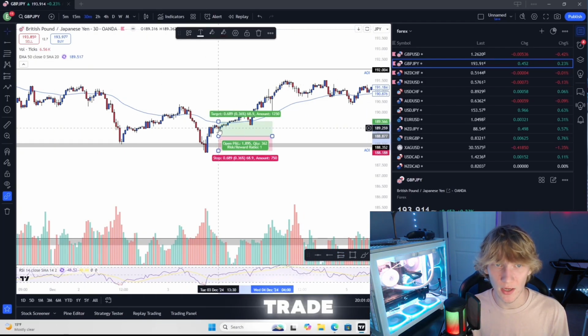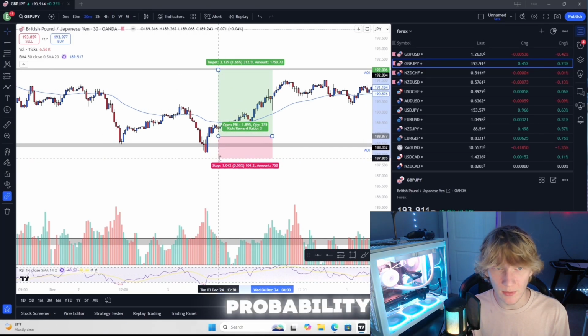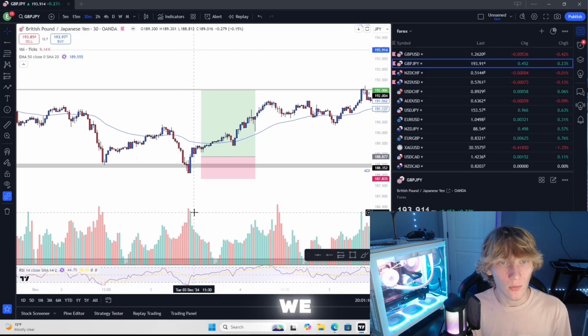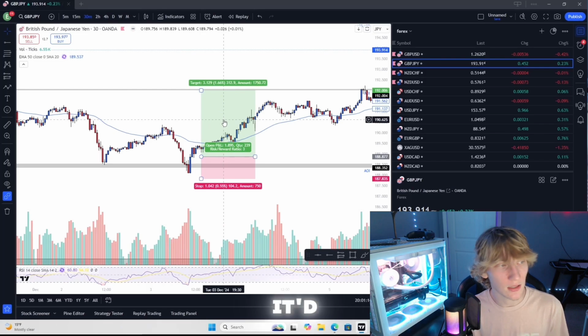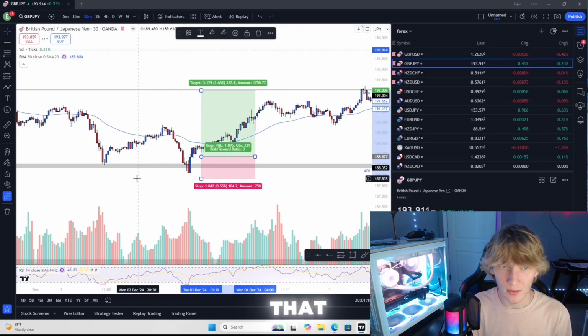So I would take that trade at 1 or 2%, because this is a little bit higher probability since our 4-hour is in touch with everything else. We would go based off that and target this area of interest up here, and bang, look at that, it'd be a 1 to 3 risk to reward, just as simple as that.